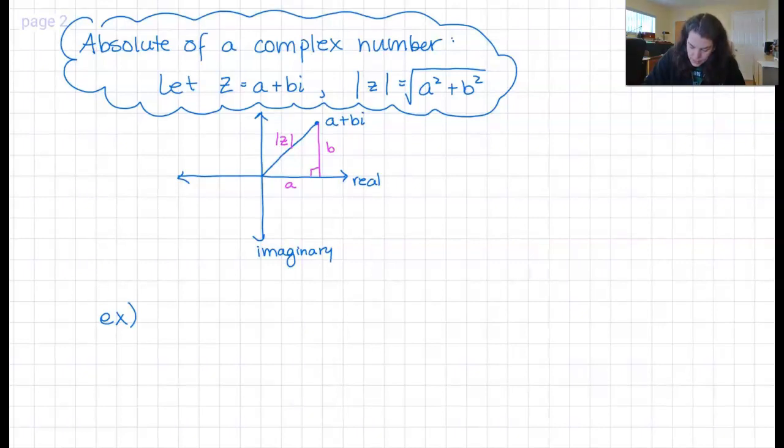Example. If z is equal to 2 minus 5i, find the absolute value of z. Okay, so you guys try that on your own real quick. We'll put up the answer here. We'll see if we get the same thing. So you can pause the video now.